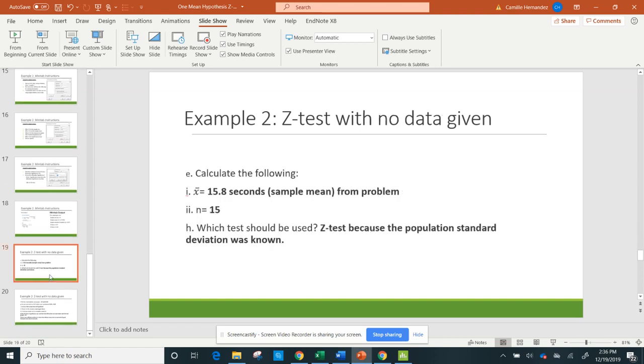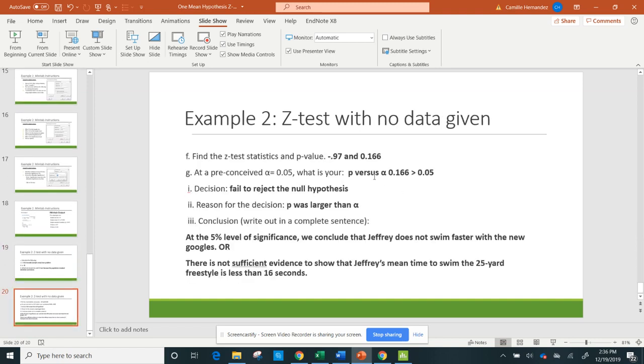So again, because my P was greater than my level of significance, I failed to reject the null, which means the null was true and the alternative was false. Because the alternative was my original claim, I have to conclude that. So at the 5% level of significance, we can conclude that Jeffrey does not swim faster with his new goggles, or we could say there is not sufficient evidence to show that Jeffrey's mean time to swim the 25-yard freestyle is less than 16 seconds.